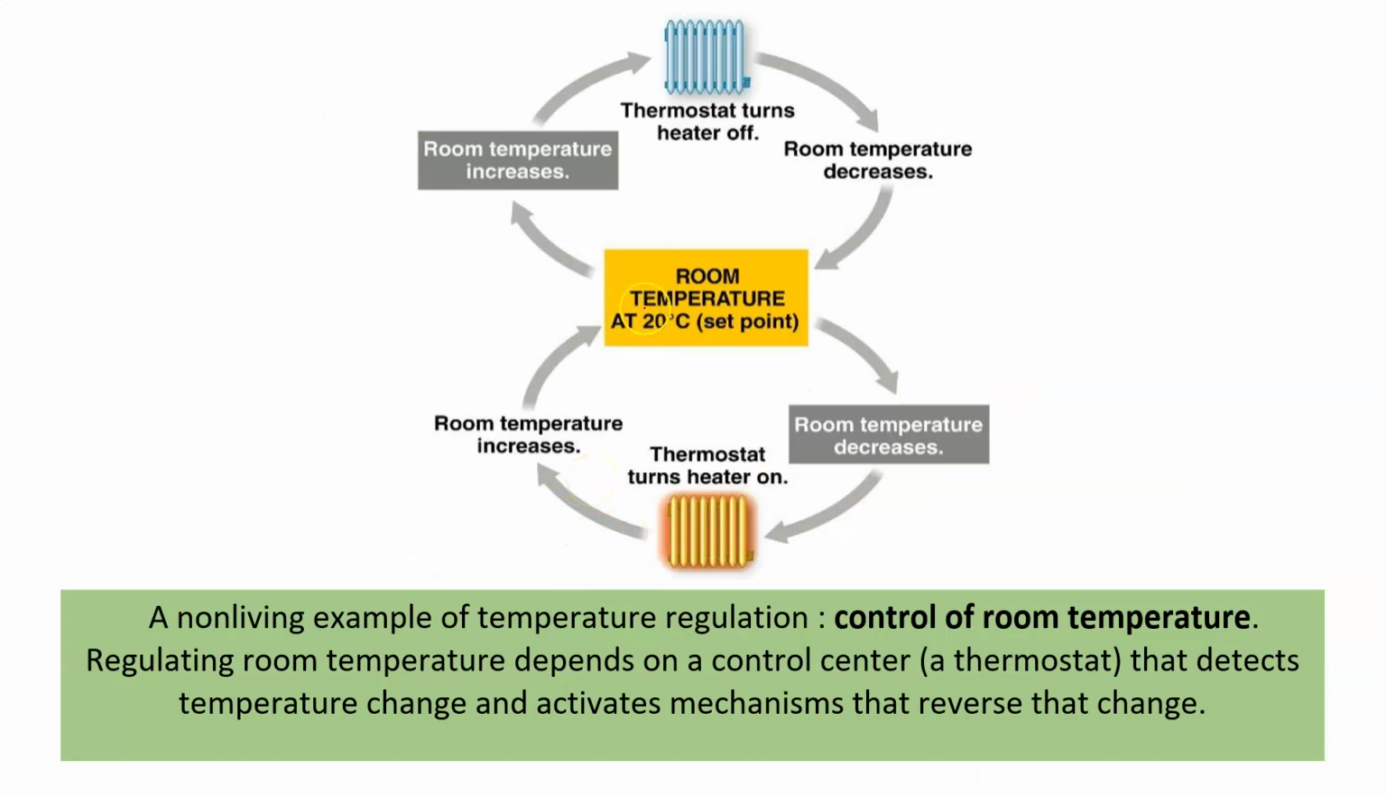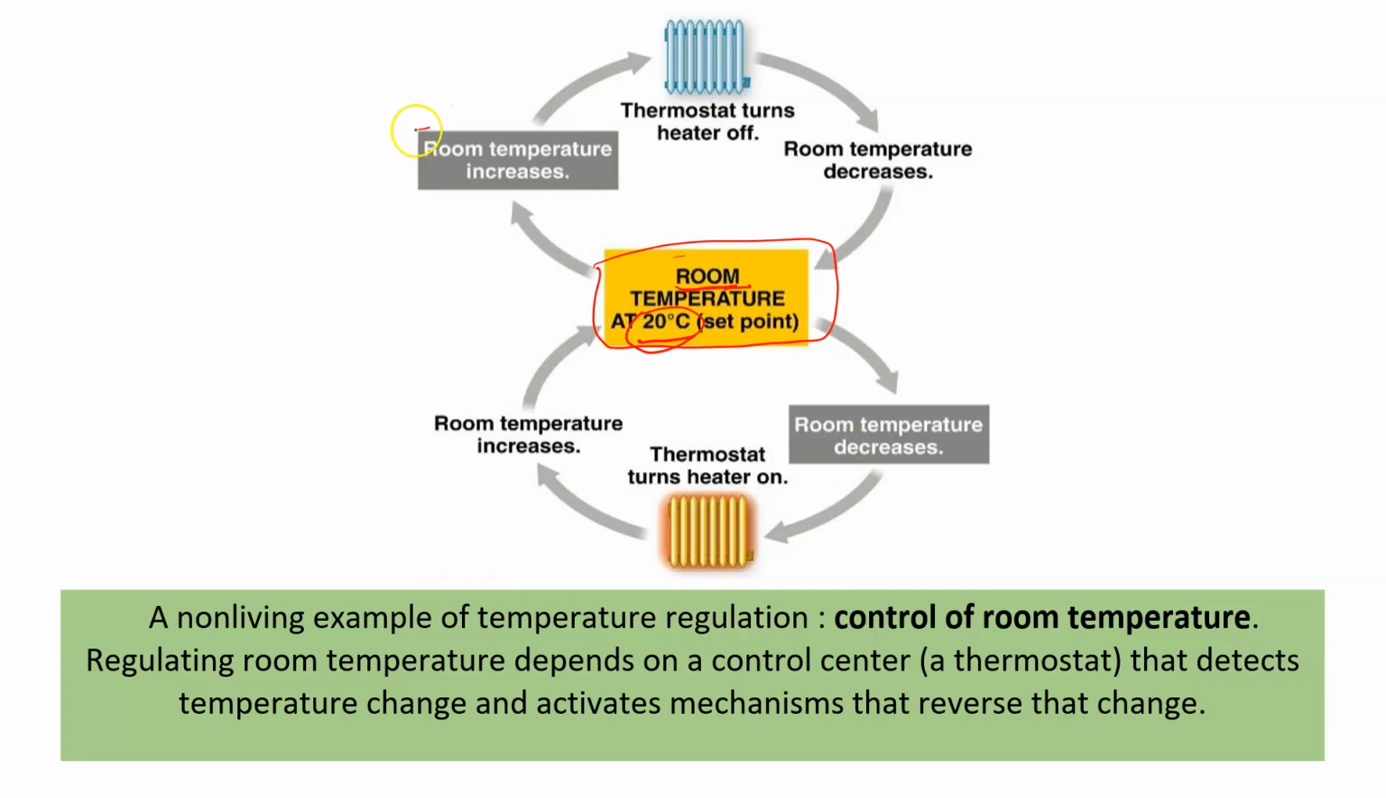Okay, so for example, the mechanism here is an analogy to maintain the normal room temperature. The normal room temperature is set. It must be set at one set point, in this case 20 degrees Celsius. So that is the normal set point for room temperature in this case.